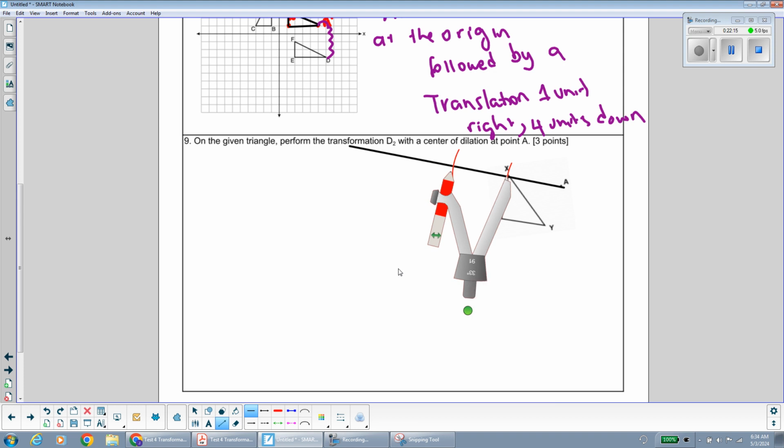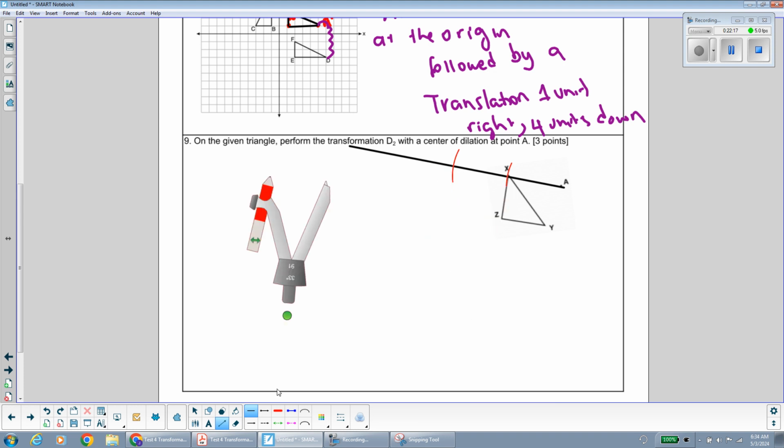And that's it. That's point X prime. We doubled the distance that it was from the center of dilation. I'm going to do one more, and then you can do the other one on your own.